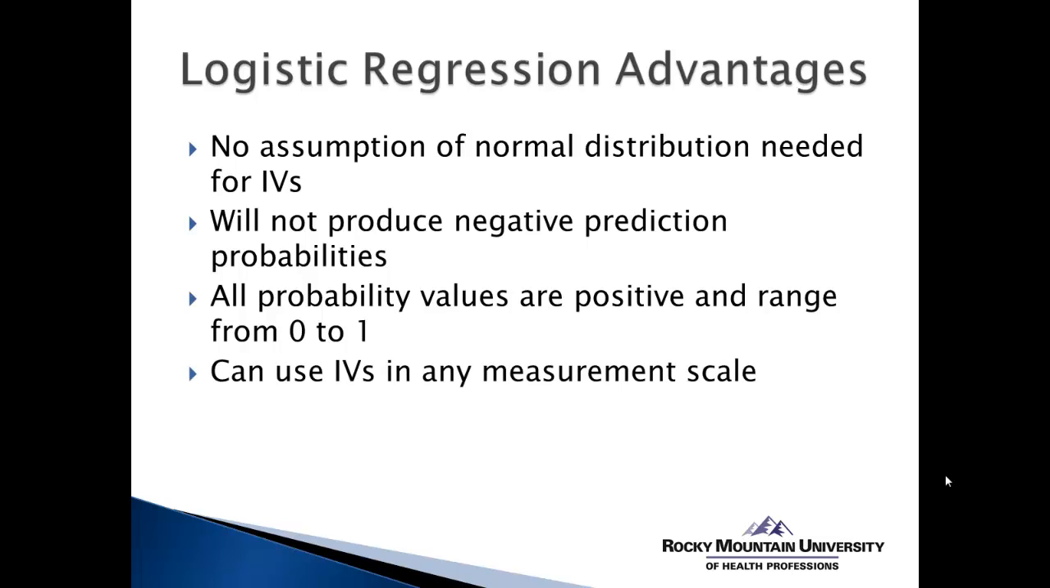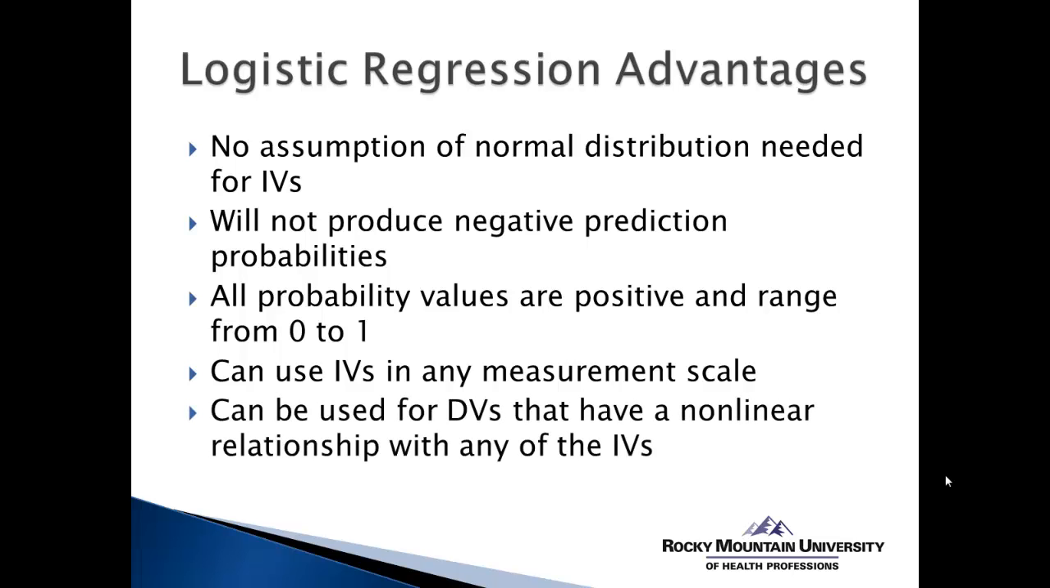Another advantage is, as I mentioned earlier, we can use independent variables or predictor variables that are in any measurement scale. They can be categorical, they can be ordinal, or they can be numeric in nature. So again, that allows us a lot more flexibility in coming up with different predictor variables to predict the outcome or the group membership.